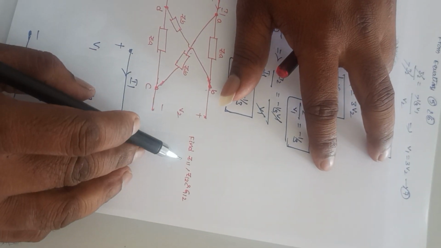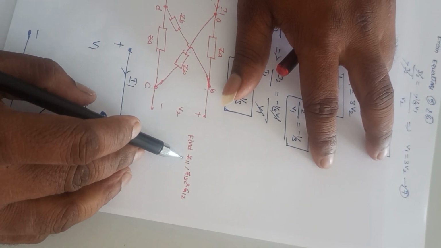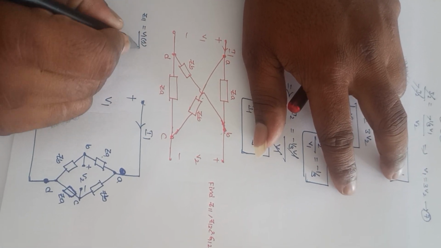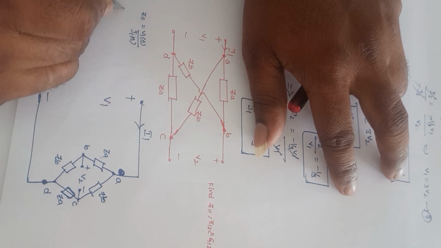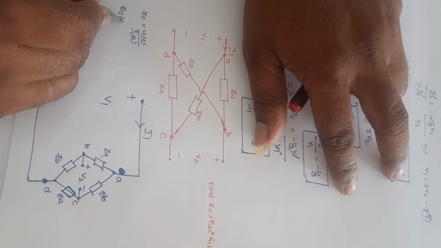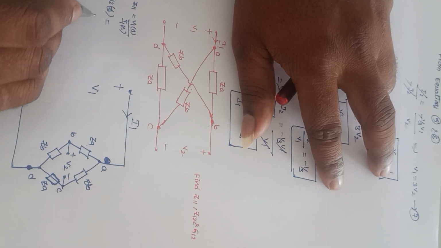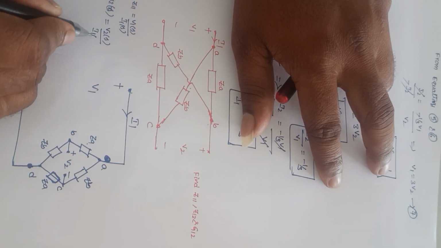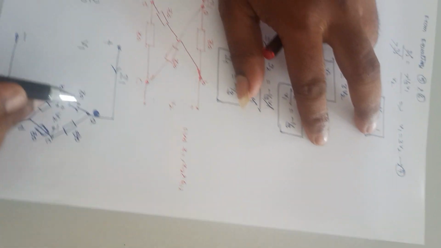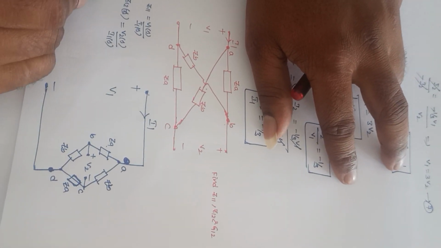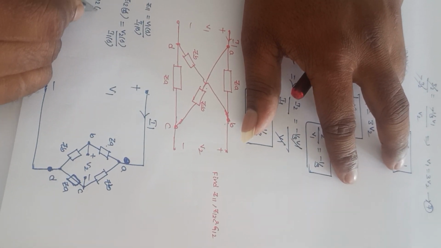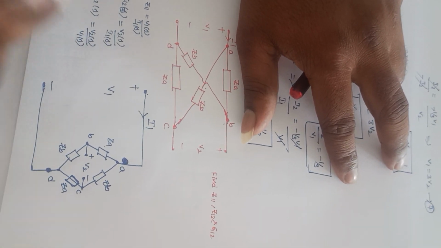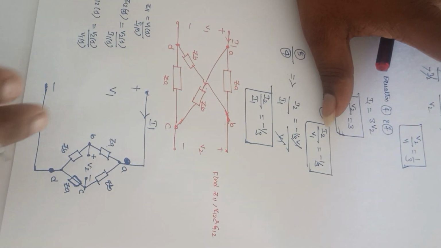Z11 is the driving point impedance at port 1, that is Z11 of S is equal to V1 of S divided by I1 of S. Z12 of S is the transfer impedance, that is V2 of S divided by I1 of S. G12 is the transfer voltage gain. G12 of S is equal to V2 of S divided by V1 of S. So these three things I need to calculate from this network.